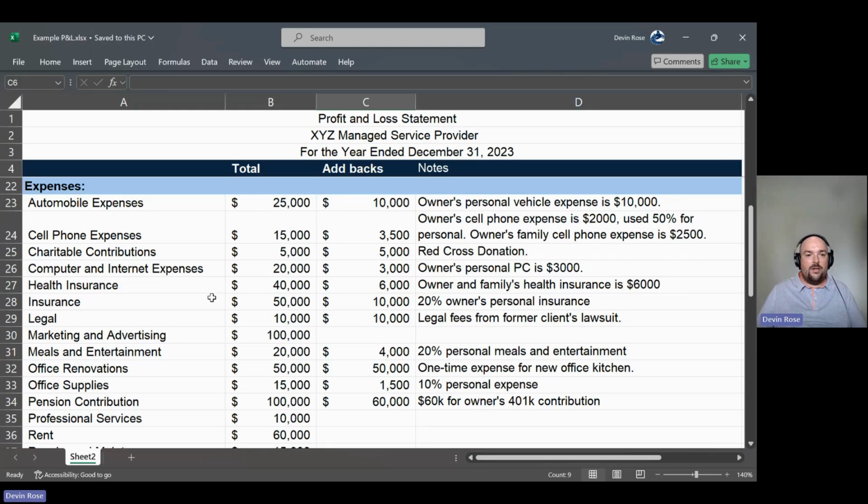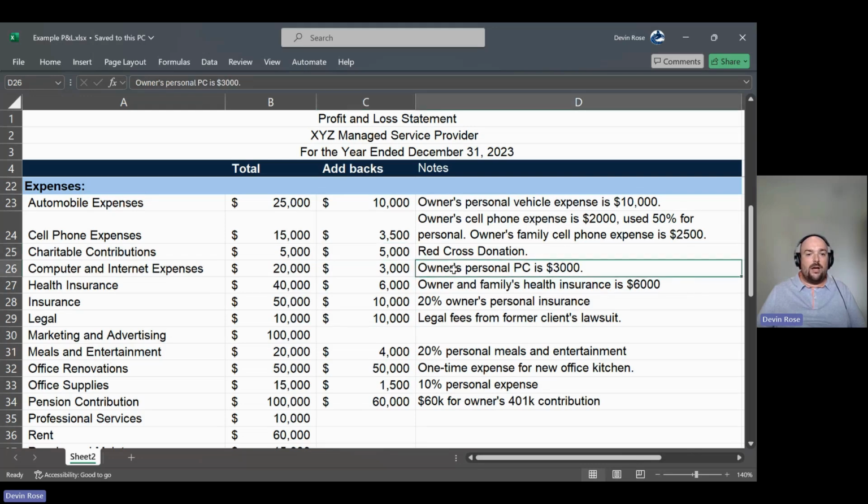We have a cell phone expense of 15K. The owner's cell phone expense themselves is $2,000, and it's used 50% of the time for personal. So that's about $1,000 for the add back. But then they also have their family cell phones at $2,500 per year. So in total, we have $3,500 being added back there. A charitable contribution to the Red Cross of $5,000 is added back in its entirety. We have computer and internet expenses of 20,000, of which 3,000 is added back for the owner's personal PC.